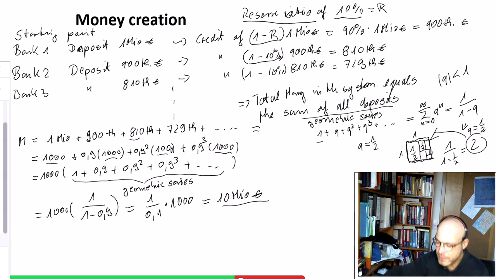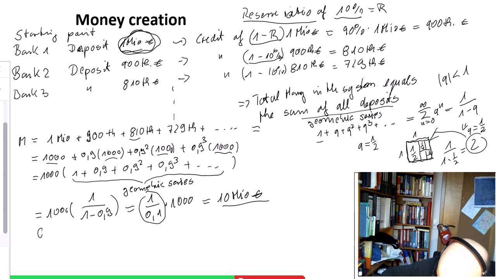So what we have done, we have created out of 1 million via the private banking sector another 9 million euros. So we more or less multiplied our starting deposits by this factor 1 over 0.1. And in general, we can, of course, do this calculation not taking directly the 10%, but asking ourselves what would be the multiplication effect with any reserve ratio.